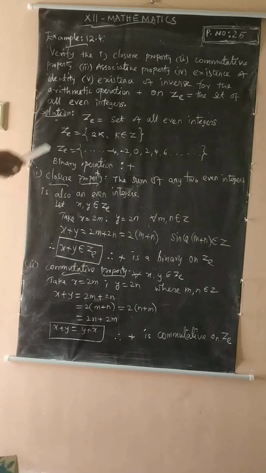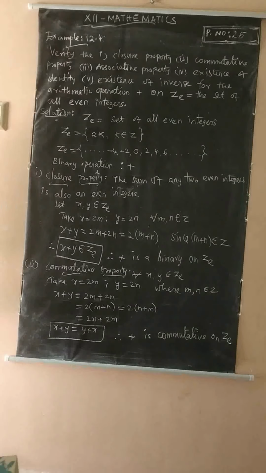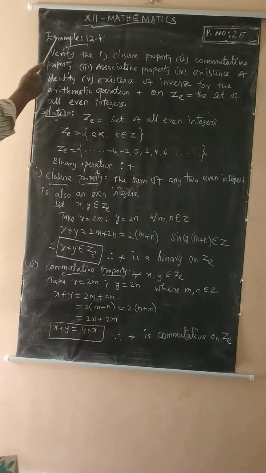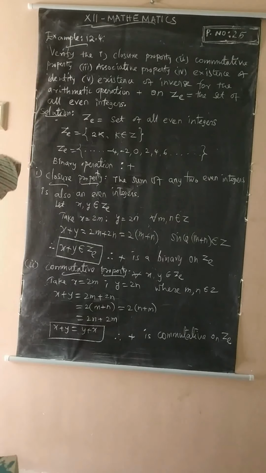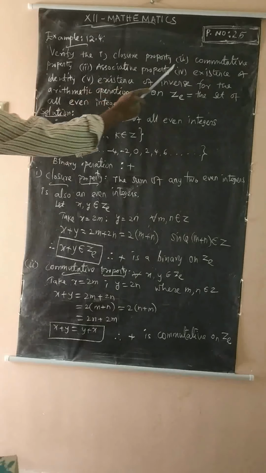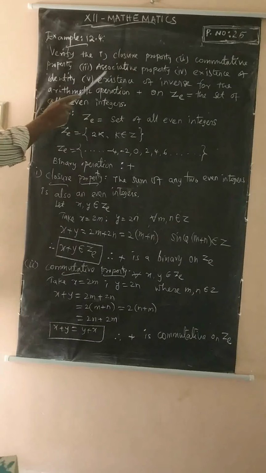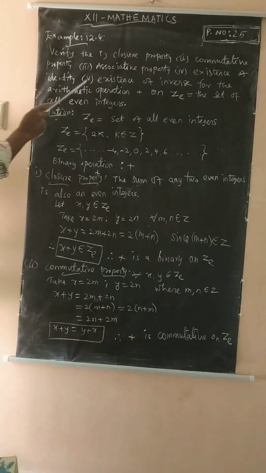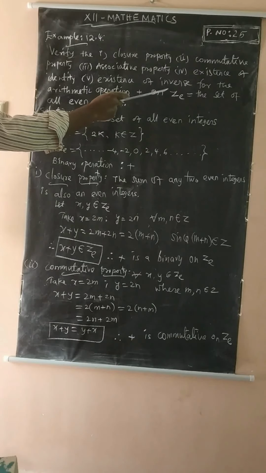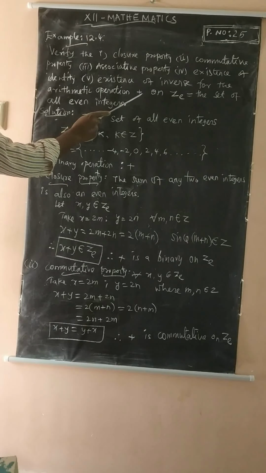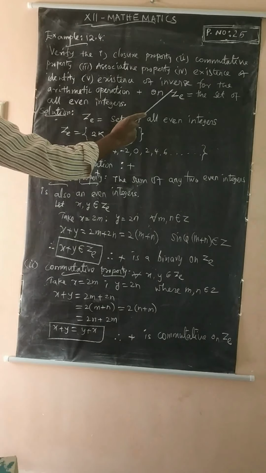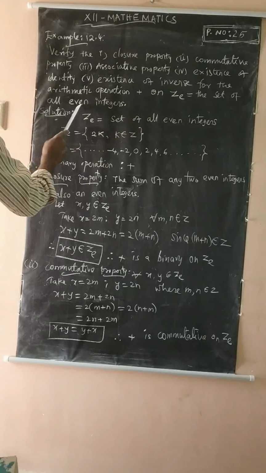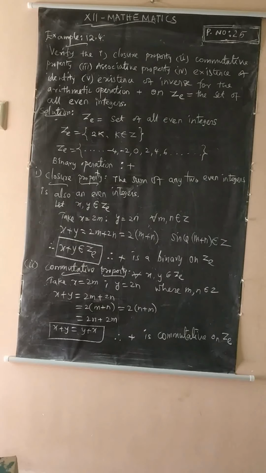12th standard mathematics. Now see chapter 12, discrete mathematics, example 12.4. Verify number 1 closure property, number 2 commutative property, number 3 associative property, number 4 existence of identity, number 5 existence of inverse for the arithmetic operation addition plus on ZE. ZE means the set of all even integers.